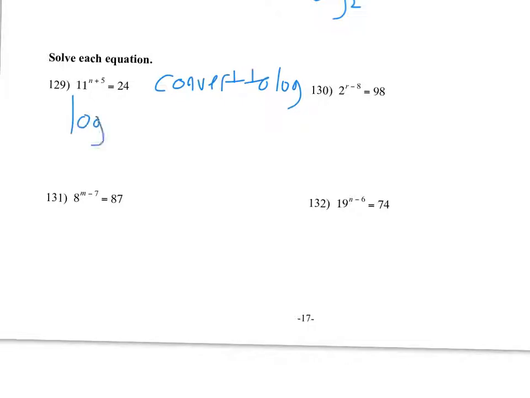It's going to be log base 11 of 24 is equal to n plus 5. Log base 11 of 24, and then I've got a minus 5 to both sides. That's equal to n.